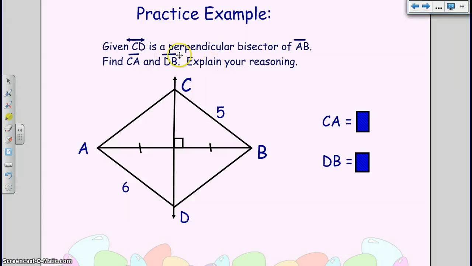Practice example. Given CD is perpendicular bisector of AB, find CA and DB. Explain your answer. Well, bit by bit, if we have a triangle here, right, and we know this is a perpendicular bisector, then we know if we sit anywhere on this line, then this 5 right here should be the same distance here. And then if this is 6, then this one should also be 6. Let's check our answer, and we're right.